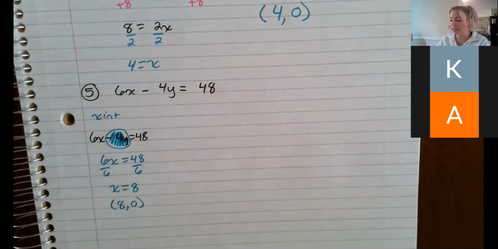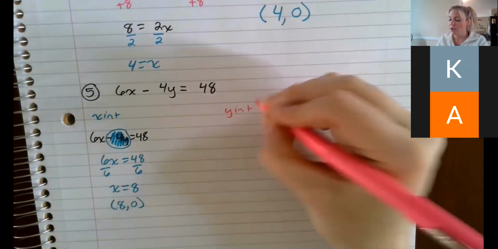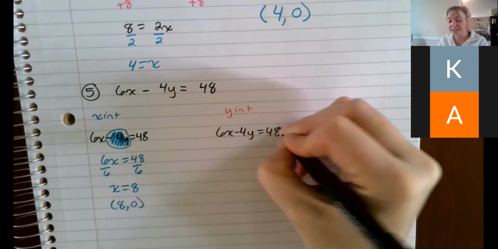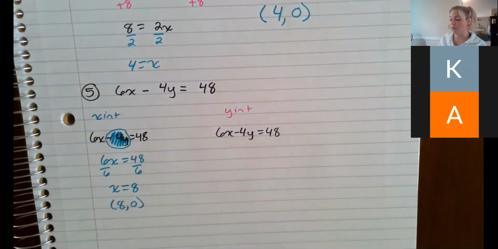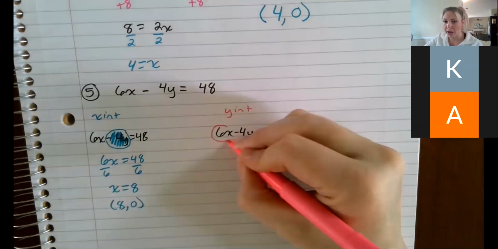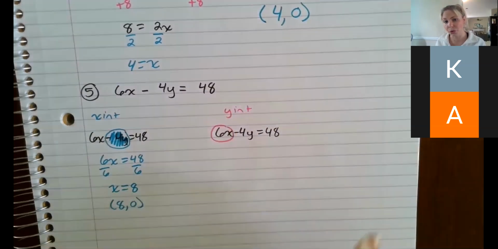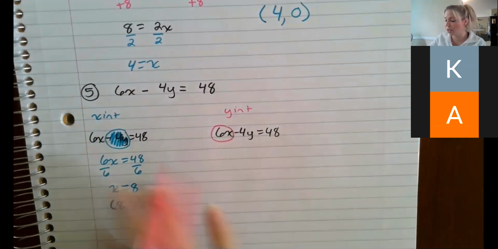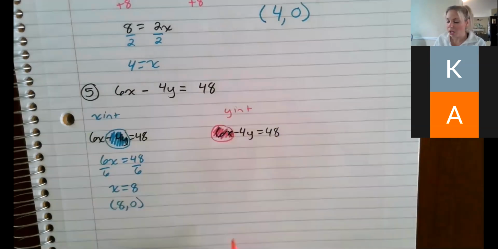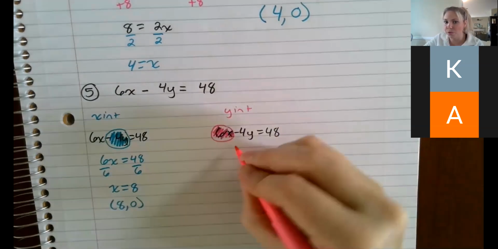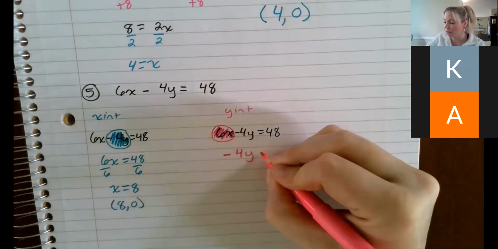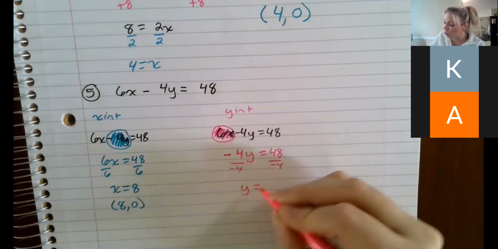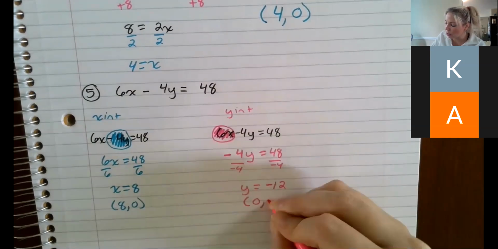And then likewise, you can do the same thing for your y-intercept. You've got that equation 6x minus 4y is equal to 48, but this time you're going to get rid of the x value when you're solving for the y-intercept. And again, this is only going to be true when you are in standard form. You can only erase these things when you're in standard form. So this is now gone, and you're left with the equation negative 4y is equal to 48. Then you would just divide both sides by negative 4, and you get y is equal to negative 12. So your y-intercept is at 0, negative 12.